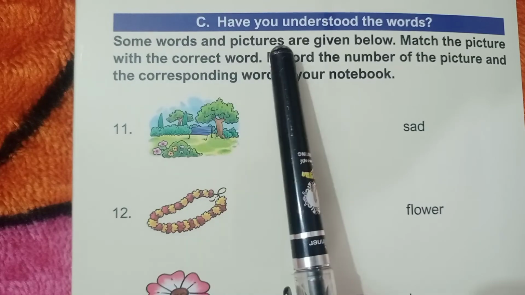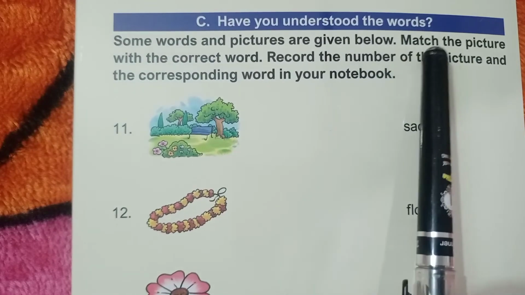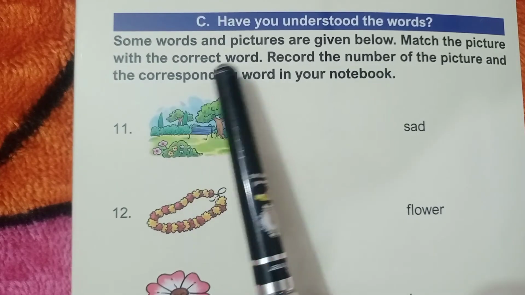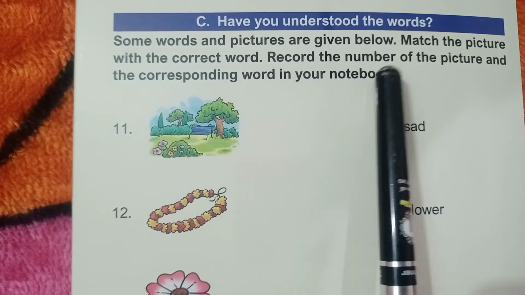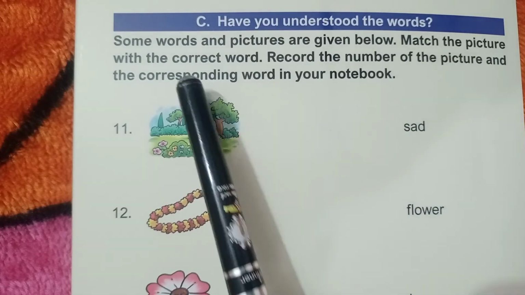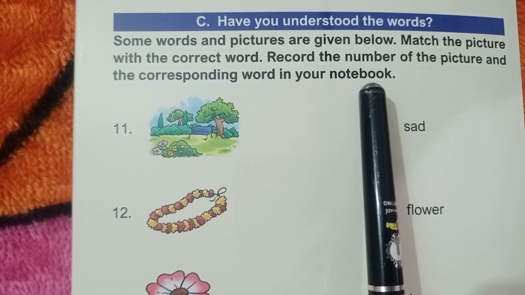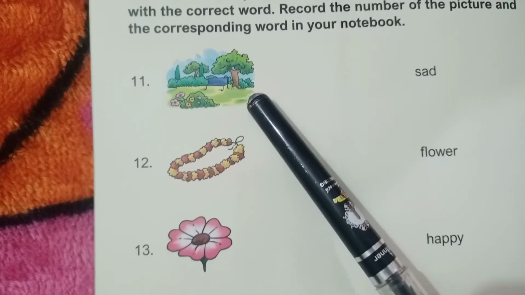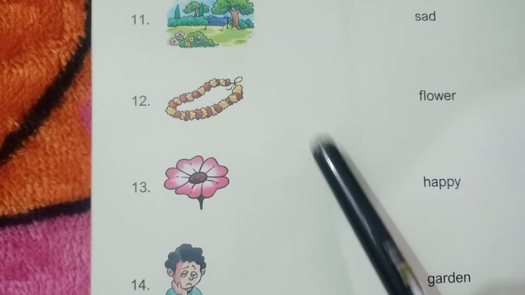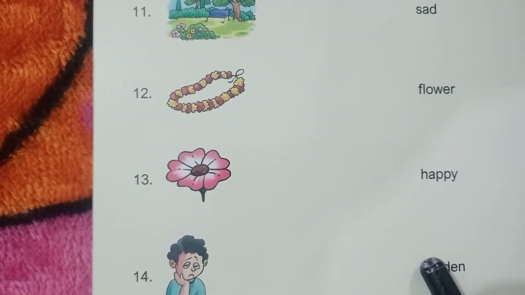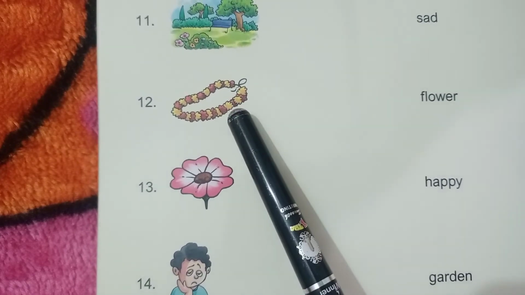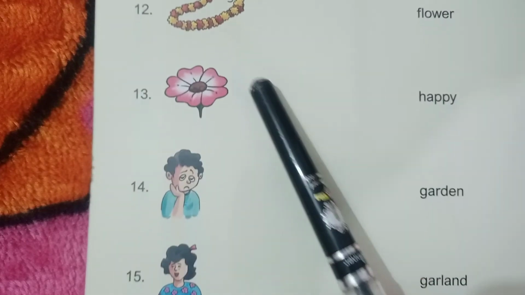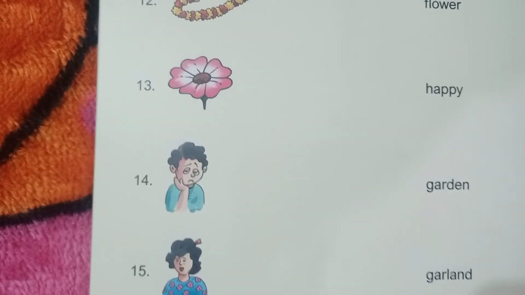Some words and pictures are given below. Match the picture with the correct word. Record the number of the picture and the corresponding word in your notebook. What is it? This is a garden. We'll match it with garden. What is it? It's a garland. Garland के साथ match करेंगे.